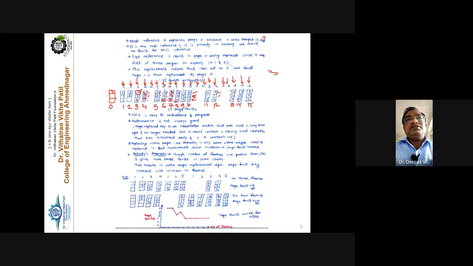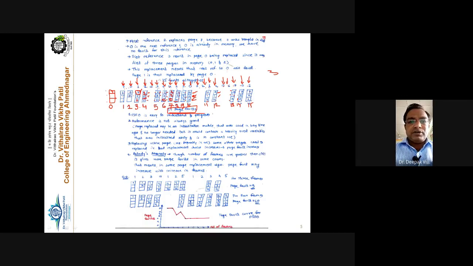So this is actually how the FIFO page replacement algorithm works. The total number of page faults is 15 with the help of this FIFO page replacement algorithm.